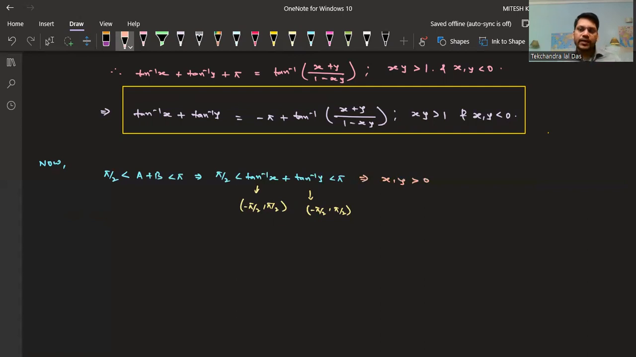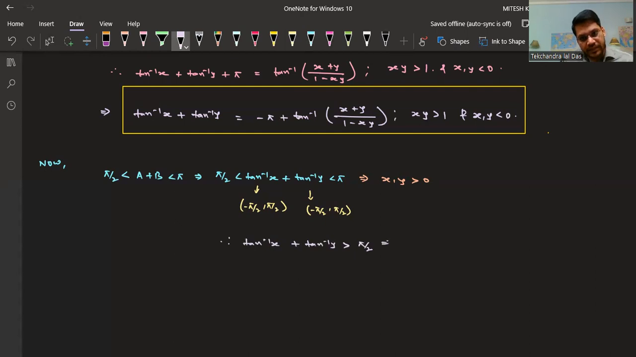Also, one thing is clear that tan inverse x plus tan inverse y less than pi is obvious inequality. Okay, but this tan inverse x plus tan inverse y more than pi by 2 is limiting inequality. Okay, so we have to solve only this inequality. Okay, that is tan inverse x plus tan inverse y greater than pi by 2. So let's write here tan inverse x plus tan inverse y greater than pi by 2.